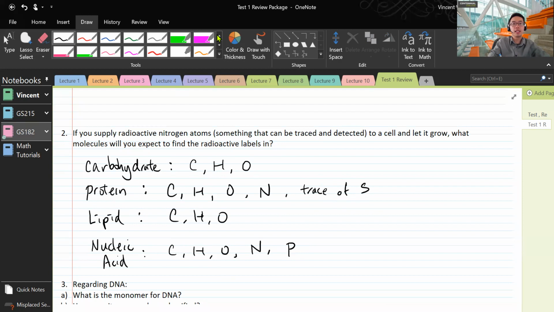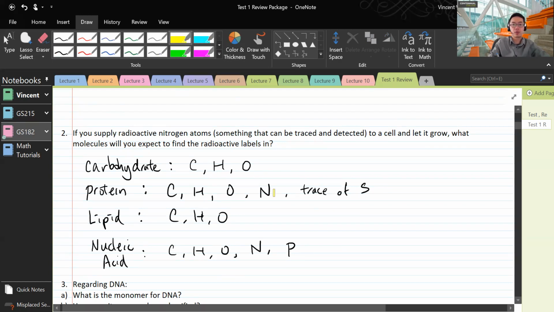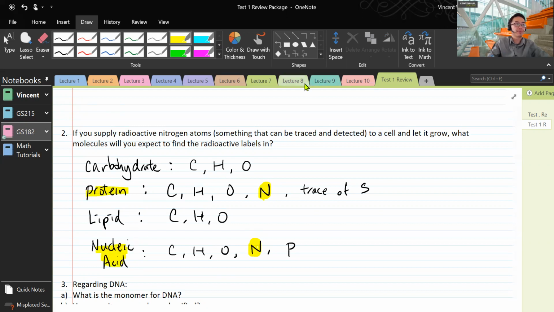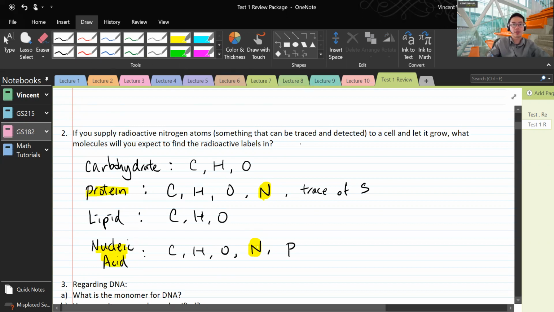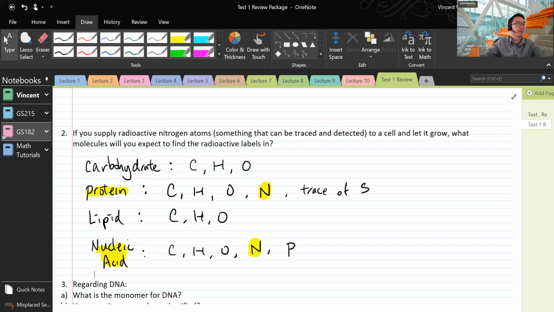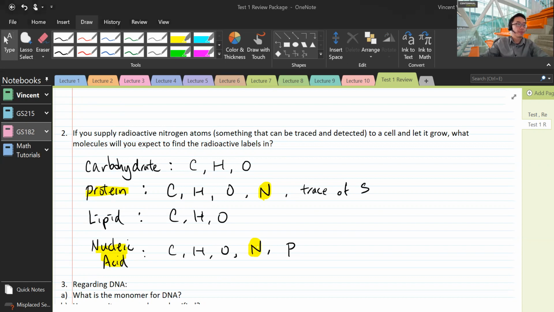So if you supply radioactive nitrogen to a cell and let it grow, you will find the radioactive nitrogen in the proteins that it makes as well as the nucleic acid. Okay? So that's the answer, proteins and nucleic acid. Next question.